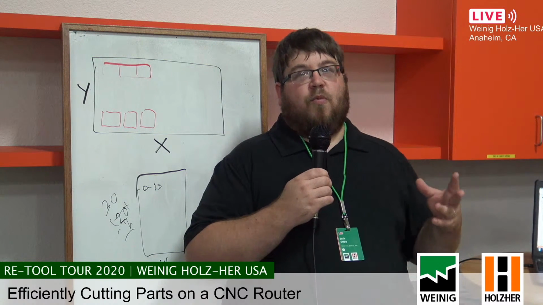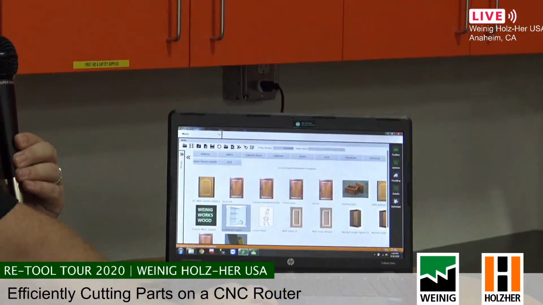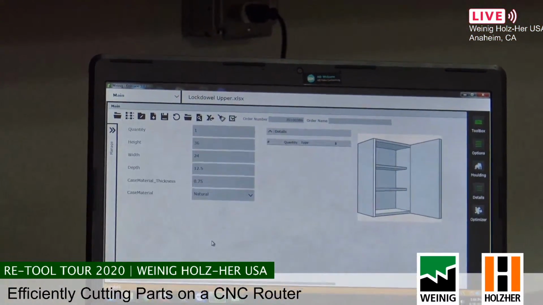So what we'll do, if I can get Christian to pan over here, I'll show you some stuff on the computer. We'll go through an order, and then we'll eventually step over to the CNC and run it. So what I have here is our EnVision program, a graphical user interface to choose different items. I have some cabinet doors, and we'll do our LockDowel upper.